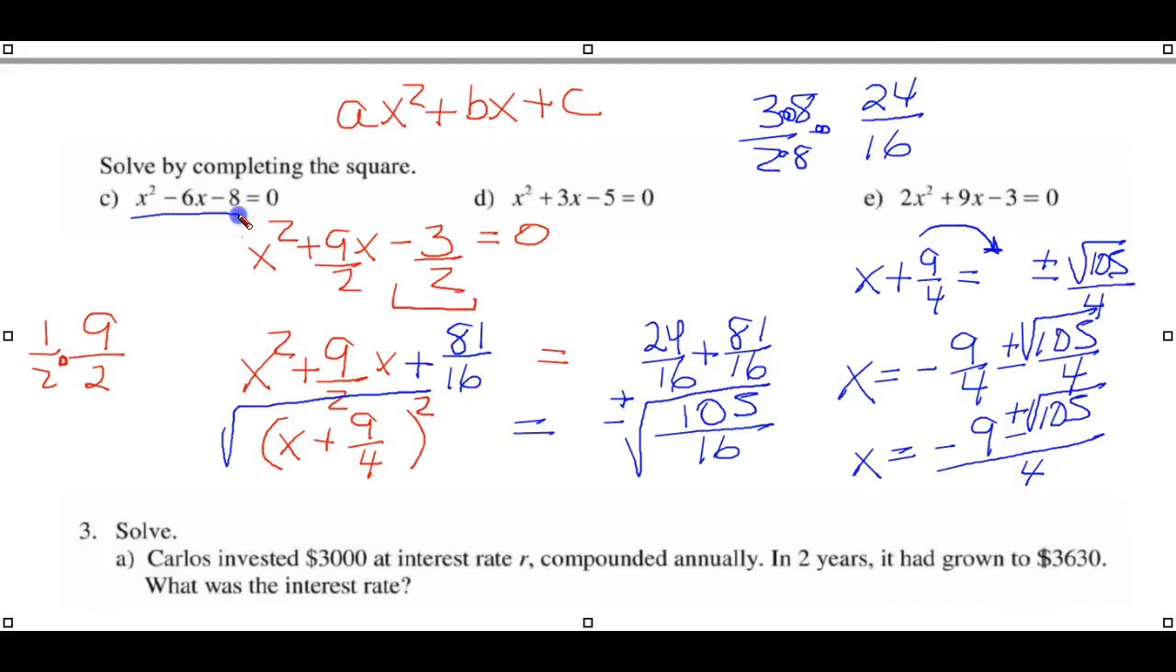This is very easy to use, completing the square. This one wasn't too bad. This one was a challenge. All right, let's go on to our next problem.